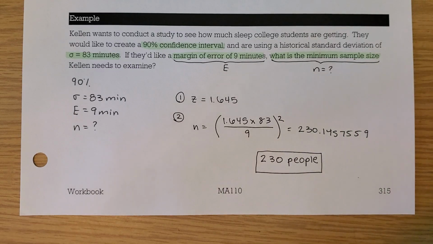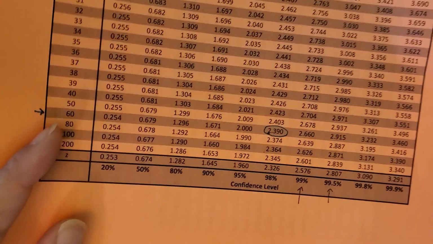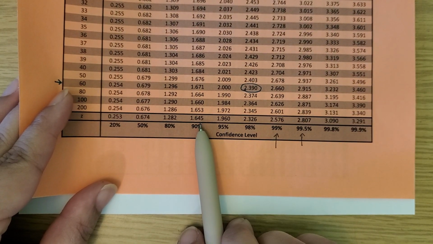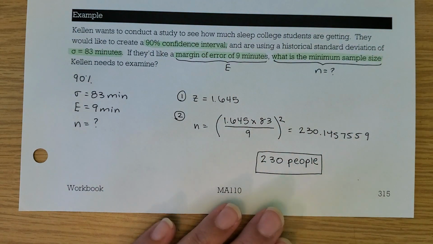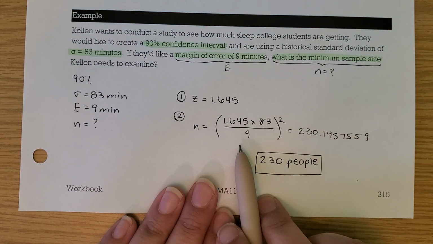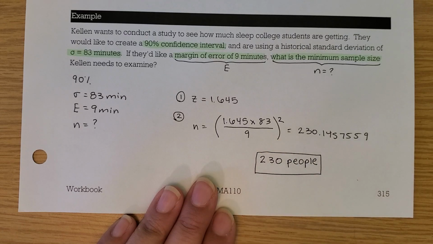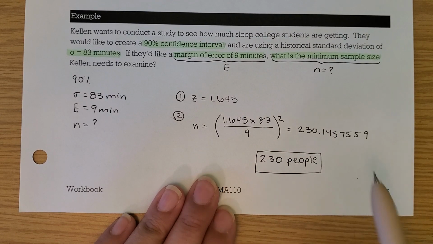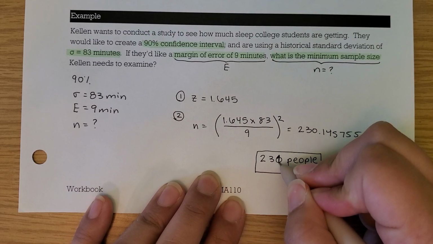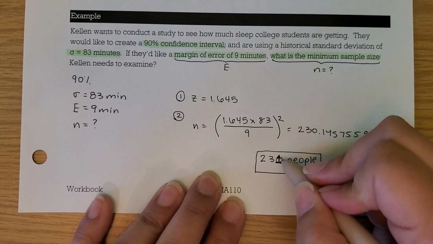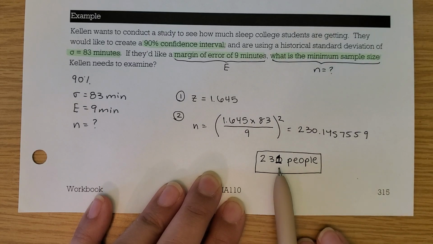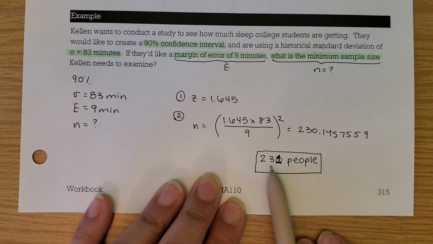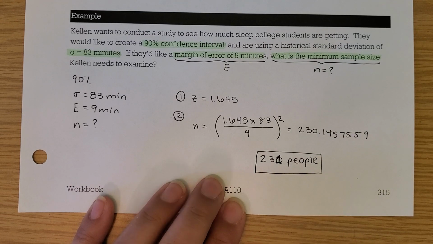So I used my table to get my z-score. So for 90%, my z-score was 1.645. And then I put that into my formula, which I put into my calculator. And at the end of it, I got this very large number. And then, oh golly, I messed up my rounding. Look at me making mistakes too. So 230 is going to round up to the next person. So it should be 231 people.